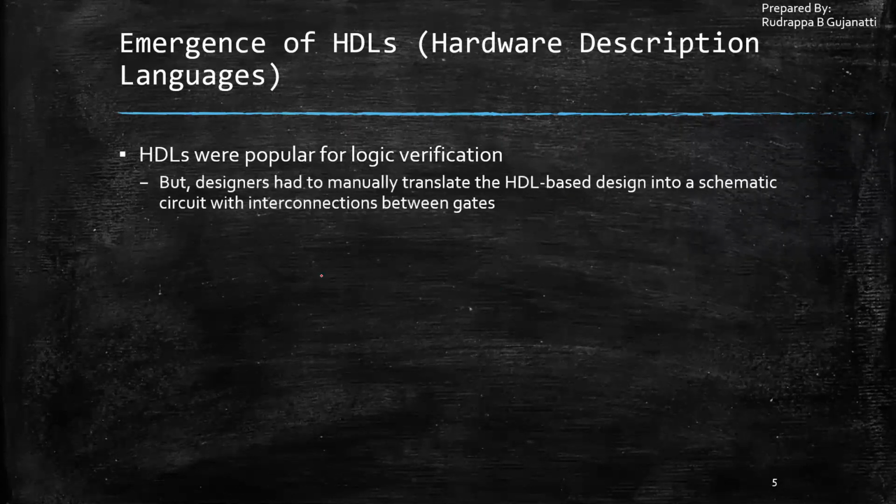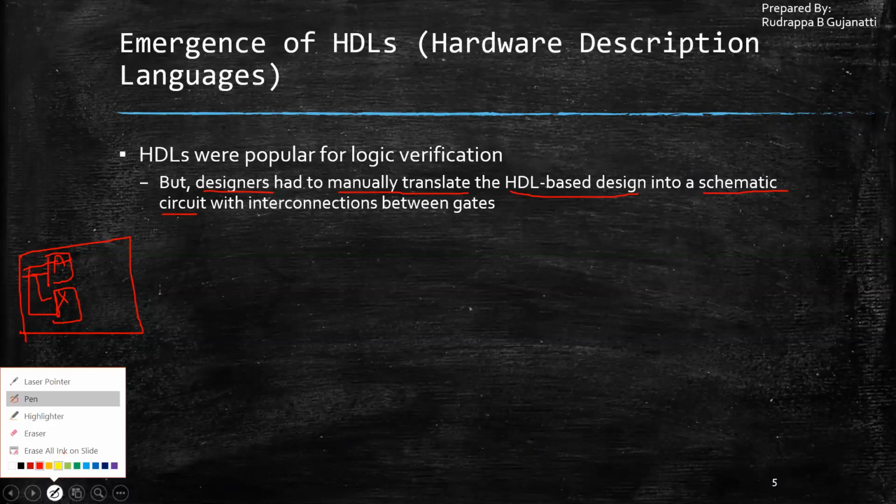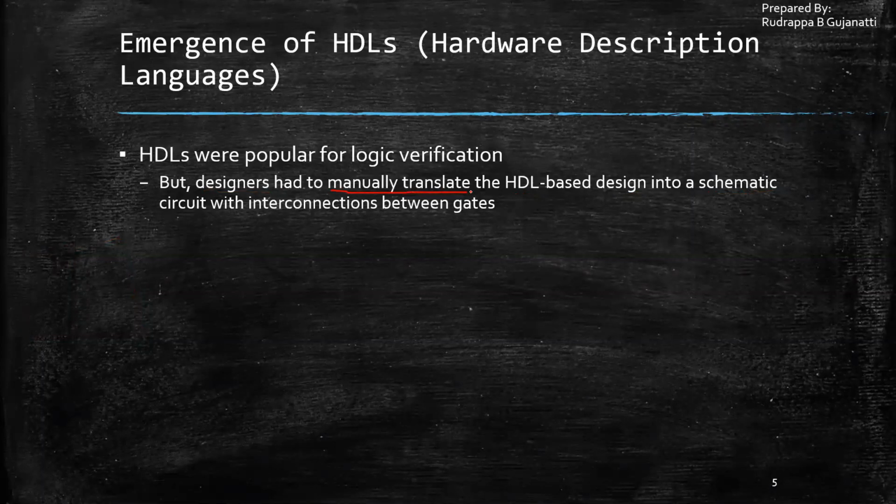But what happened was, designers still had to do some manual translation related to the HDL based design, in which we looked for the schematic circuit. The schematic circuit is, in short, if I am having a half adder, where is the AND gate, where is the XOR gate, how they get placed, what are its inputs, what are its outputs. So all these things have to be specified. This is your schematic circuit which will be presented. These all still had to be done in a manual way.